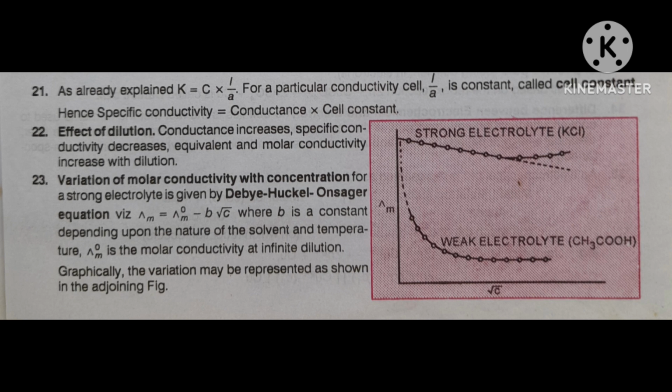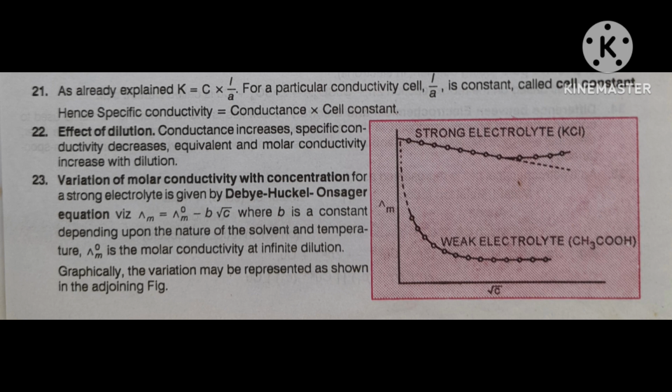Because B here is a constant depending upon the nature of the solvent and temperature. On both, the B value depends. That is why from the maximum you are decreasing a little value, B under root C, where C is the concentration. And this delta M at infinite dilution is the molar conductivity at infinite dilution.